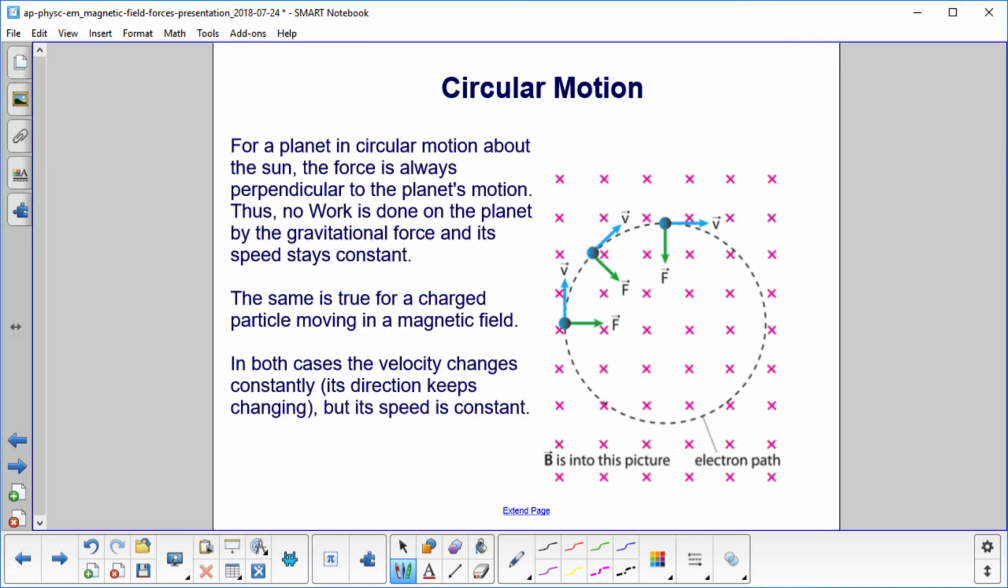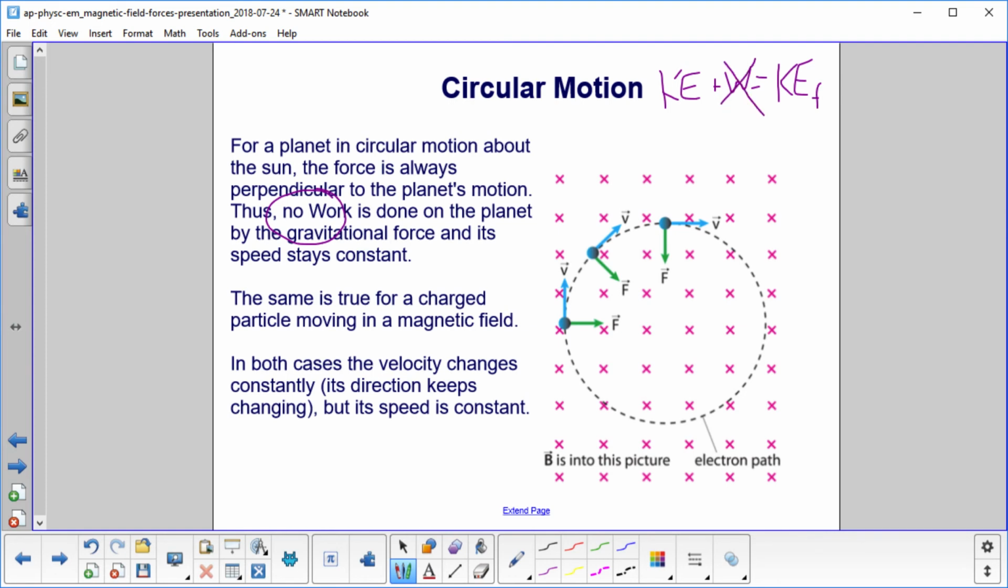For a planet in circular motion about the sun, the force is always perpendicular to the planet's motion. Thus, no work is done on the planet by the gravitational force, and since we have the good old work energy equation, kinetic energy plus work equals final kinetic energy, if there's no work done, the speed doesn't change. Speed stays constant.